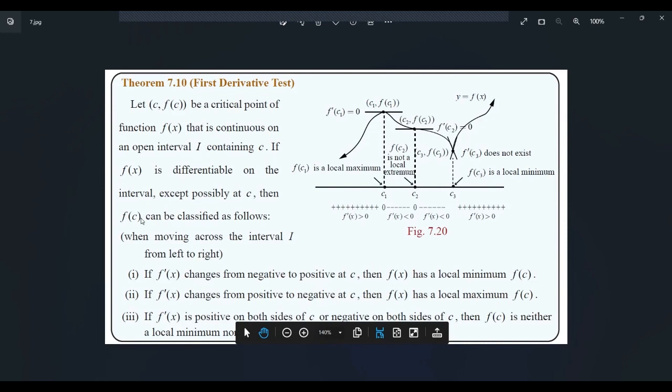If f of x is differentiable on an interval except possibly at C, then f of C can be classified as follows, moving across the interval I from left to right. If f dash of x changes from negative to positive at C, then f of x has a local minimum at f of C.